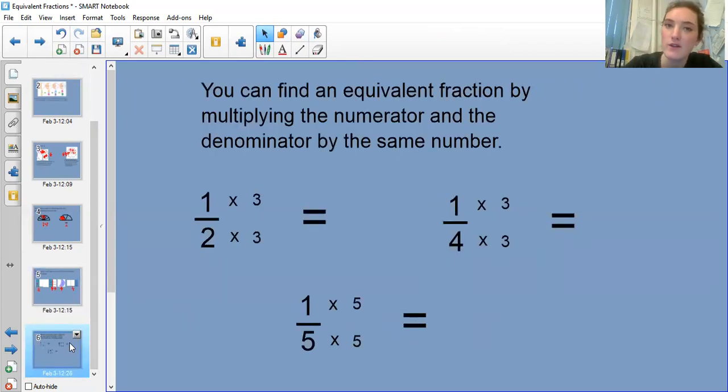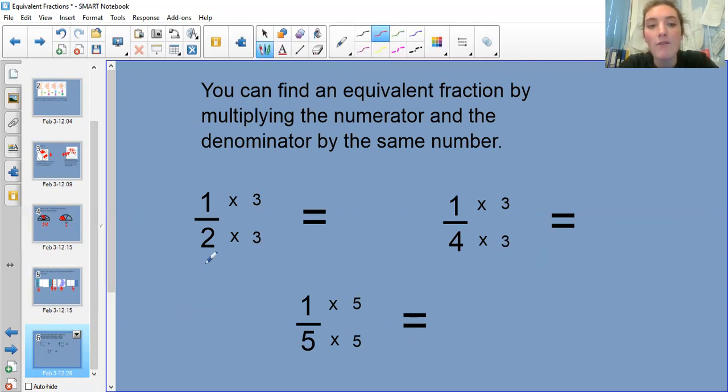When you're looking at your activity sheets, there's also a task that says you can find an equivalent fraction simply by multiplying the numerator, the number on the top of the fraction, and the denominator by the same number. Okay, so for example, I've got a half here. I multiply the top number by 3, the bottom number by 3, I'm going to get a new fraction that's also equal to a half.